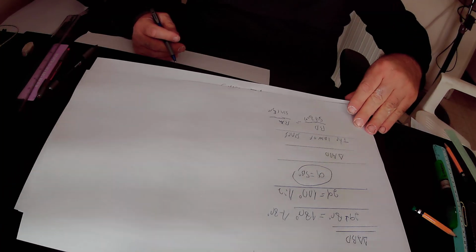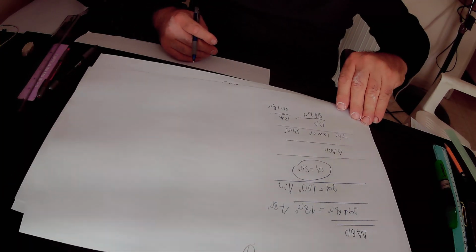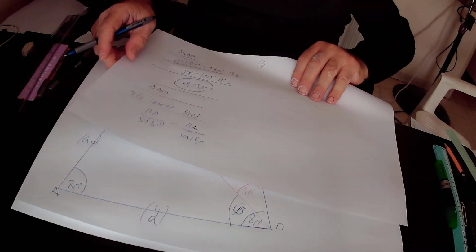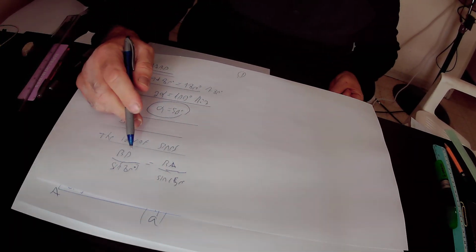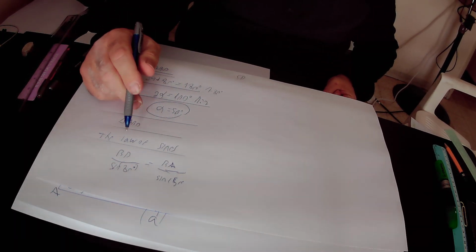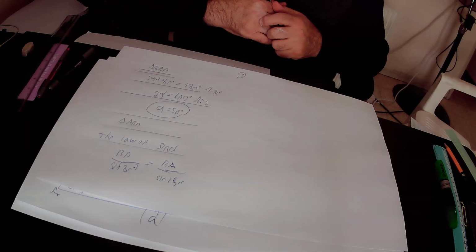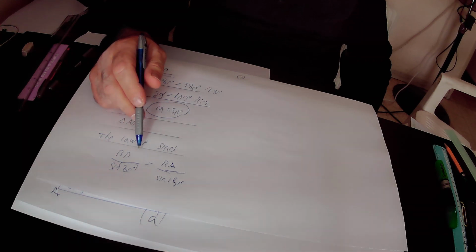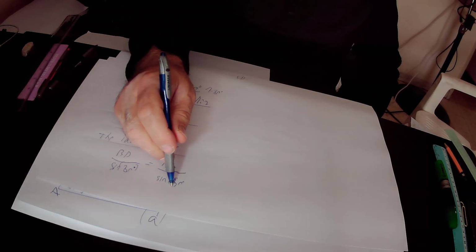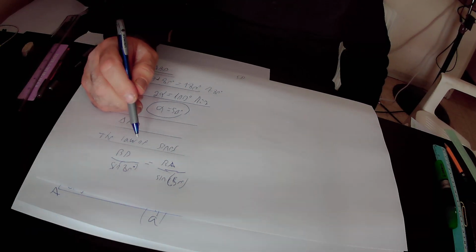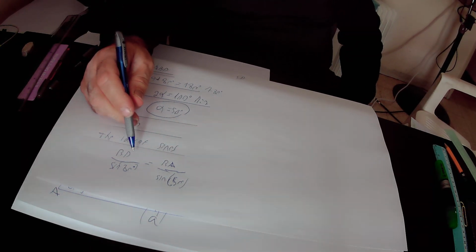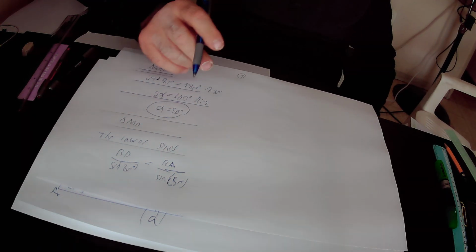So we found that, according to the law of sines, BD over sin 80 degrees equals BA over sin 50 degrees. Here we will substitute 80 degrees by 2 times 40 degrees, and we will substitute 50 degrees by 90 degrees minus 40 degrees.